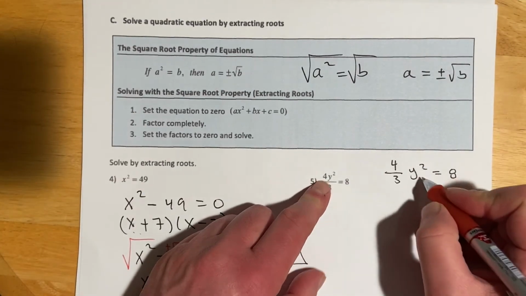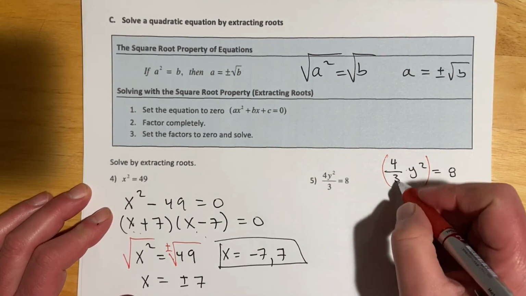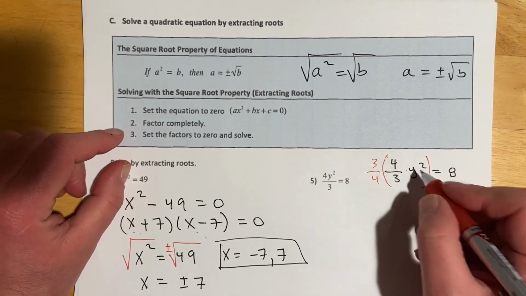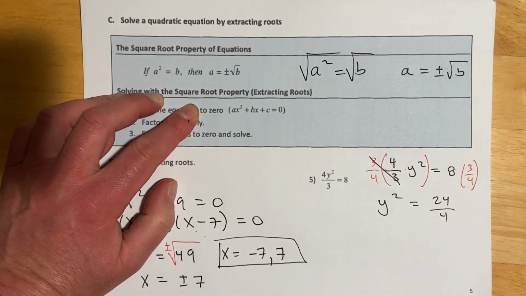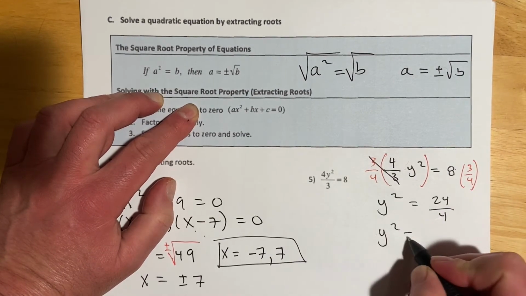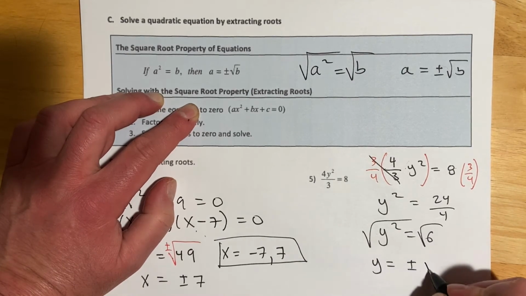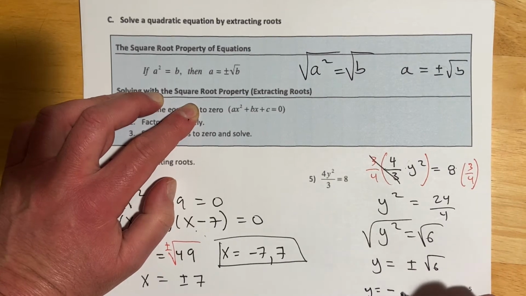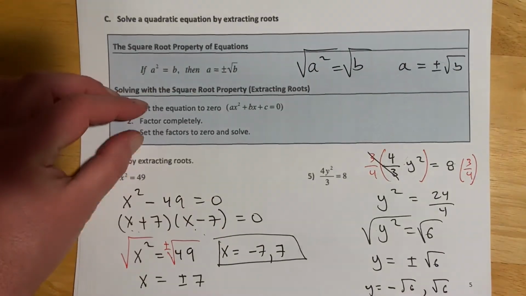And so that y squared up in the numerator, I can also think of it as just multiplying. And then to get rid of this 4/3, I'm going to multiply both sides by the reciprocal, because what I want to do is get this isolated. And then here we're going to have 24 over 4. That reduces to 6. And so root both sides, and y equals plus or minus root 6, or y equals -√6 comma √6, depending on how they have it formatted.